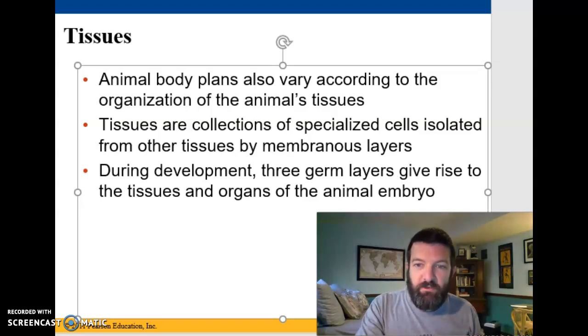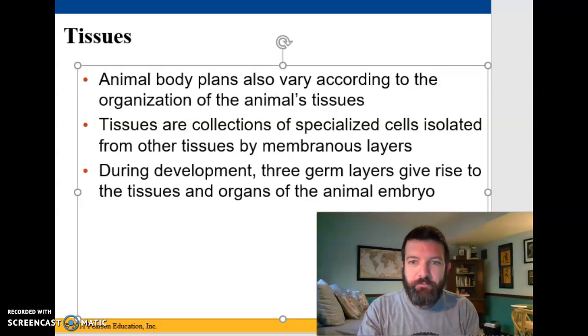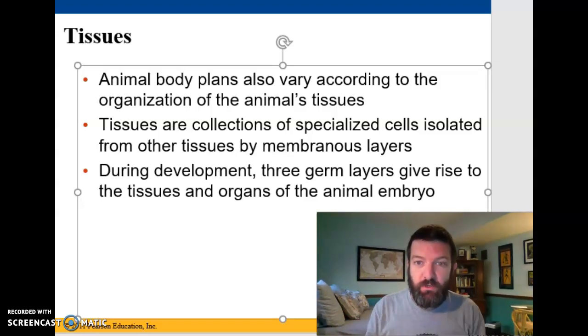So, as we mentioned in the last video, animals have tissues, these specialized groups of cells that are anatomically and functionally similar and work together. There are four main types of tissues, ultimately, in a fully developed animal: epithelial, connective, muscular, and nervous. But these all come from three main germ tissue layers that arise during the embryonic development of an animal.